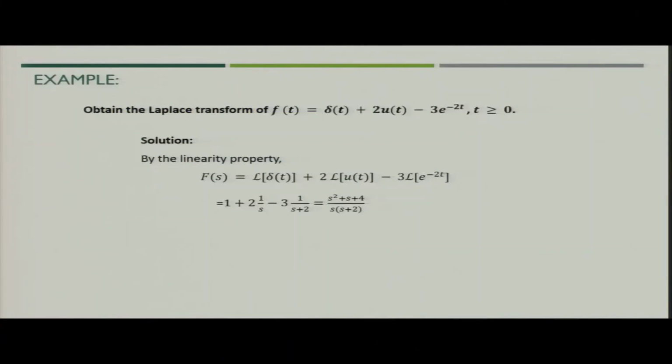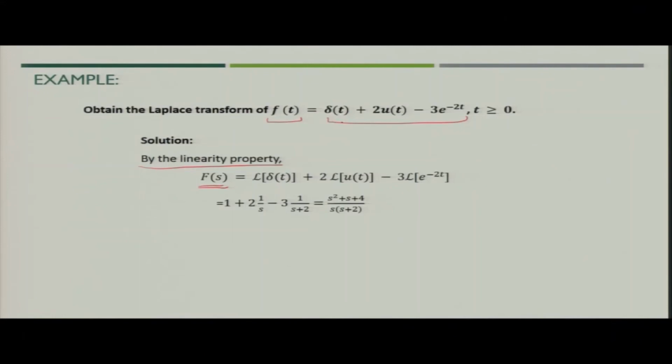So, now let us see a few examples, so that we can understand more clearly what we discussed till now. Let us see, there is a function f t, which is a combination of unit impulse, unit step, and an exponential function. So, what will you use? You will use the linearity property here and find the Laplace transform of f t. So, let us apply the linearity property.